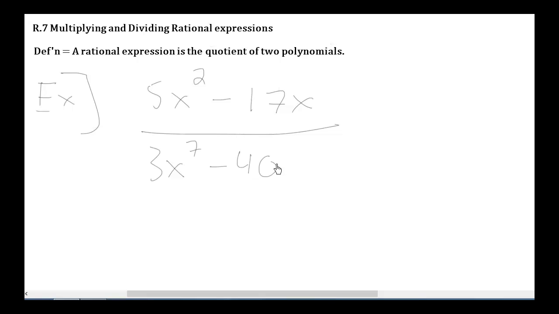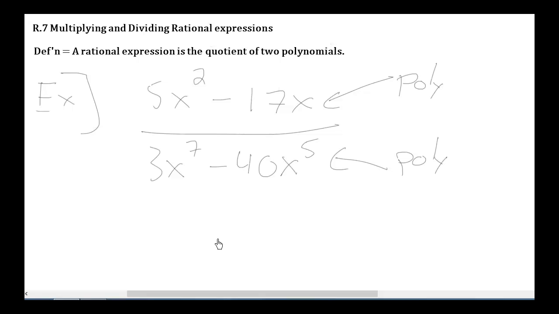So here's an example of a rational expression. 5x squared minus 17x over 3x to the 7th minus 40x to the 5th. This is a rational expression. Up top I've got a polynomial. It's two terms, it's degree 2. On the bottom I have another polynomial. It is also two terms in degree 7. Polynomial over polynomial. That's a rational expression.